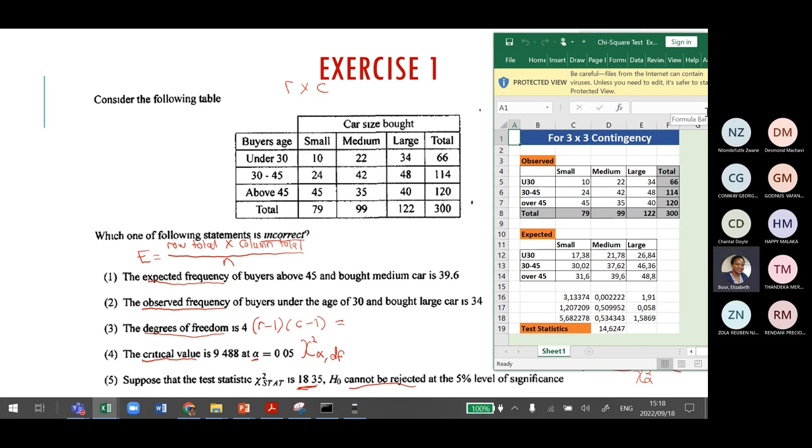If you are done with the exercise and have an answer for exercise one, where it says which one of the following statements is incorrect, which is it: statement 1, 2, 3, 4, or 5? Once you have the incorrect answer, then I will know that you have gone through all 5 statements and you have your incorrect statement.